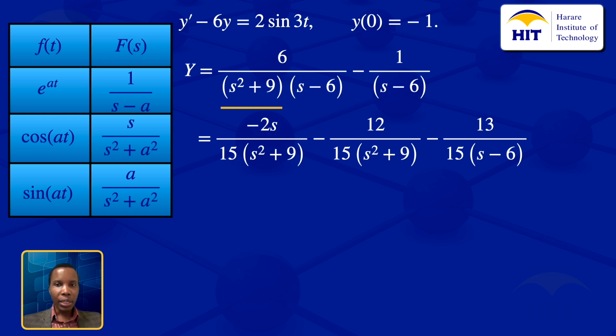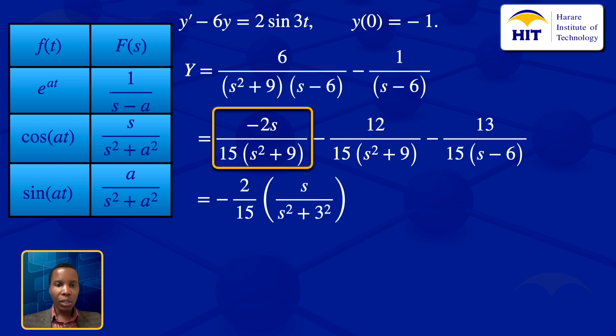So if we look at this part here, it's almost similar to the Laplace transform of cosine there, but we just have to factor out the minus 2. So I will rewrite the highlighted part as minus 2 divided by 15, then multiplied by s divided by s squared plus 3. So that we can see there what is in the parenthesis there is similar to the Laplace transform of cosine of at.